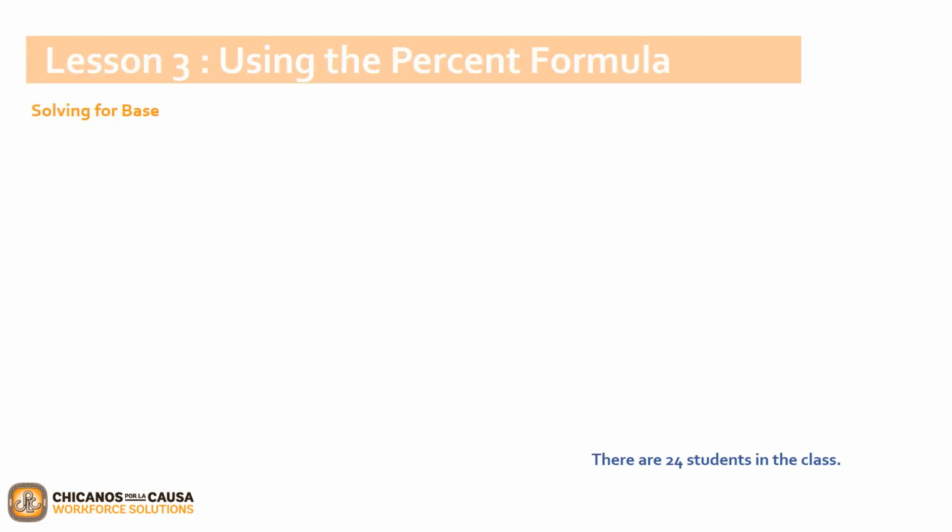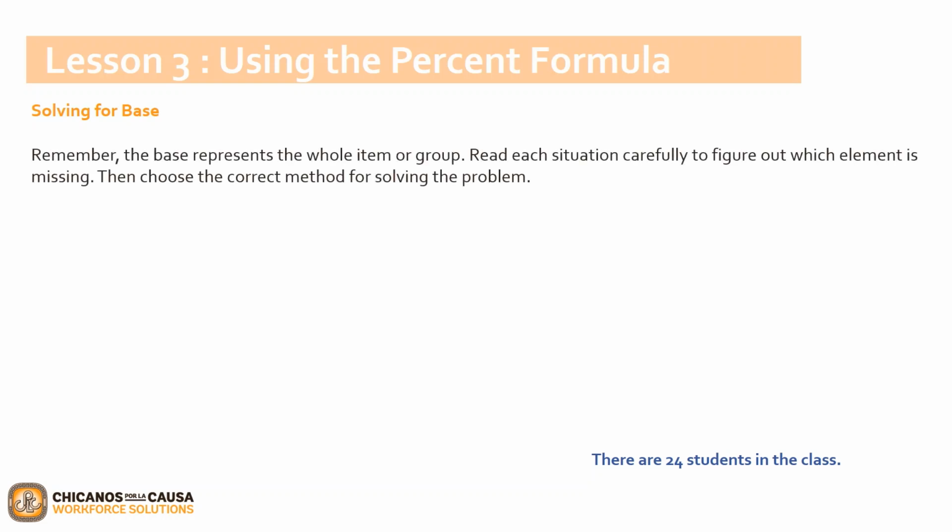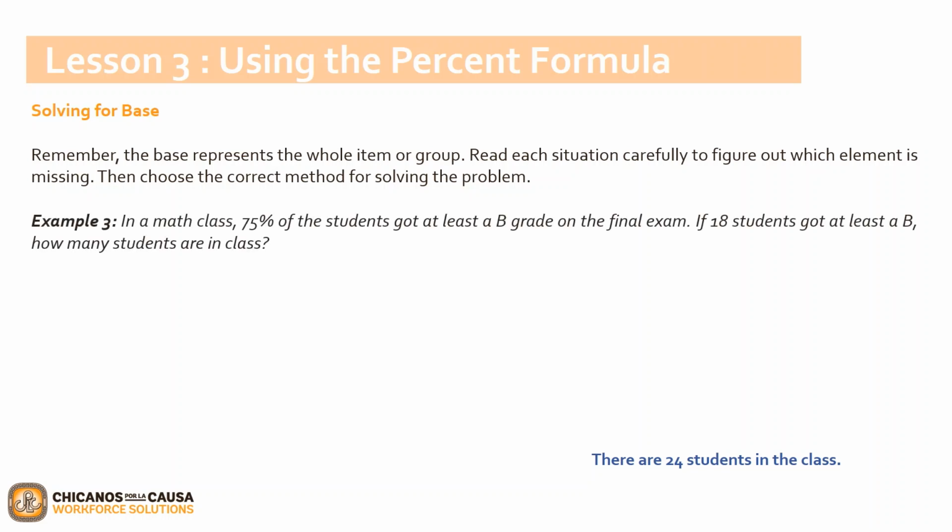Solving for base. Some problems on the mathematical reasoning test may require you to solve for the base in a percent situation. Remember, the base represents the whole item or group. Read each situation carefully to figure out which element is missing. Then choose the correct method for solving the problem. For example 3, it says, in a math class, 75% of the students got at least a B grade on the final exam. If 18 students got at least a B, how many students are in class?